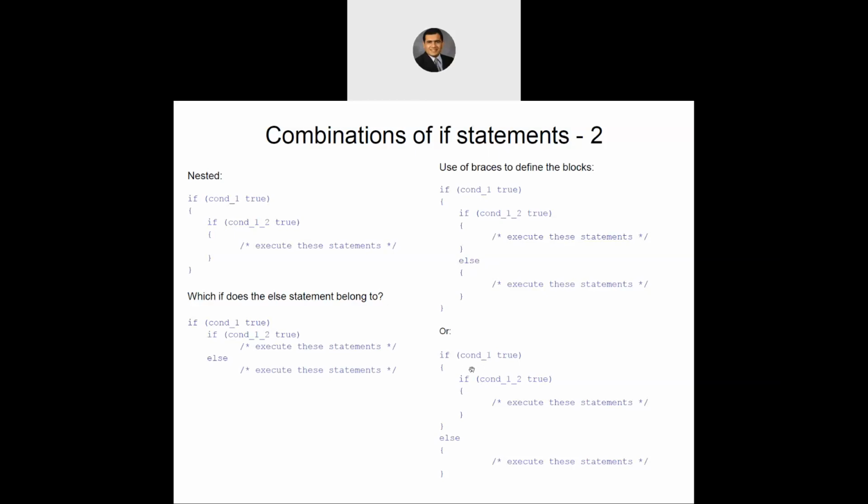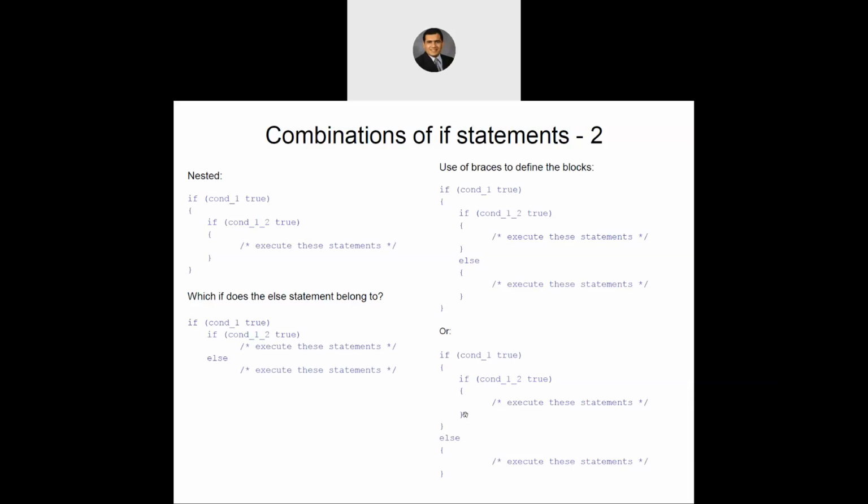Look at the last example. If this condition is true, it will go and execute this line of condition. If this is true, it will execute this. On the other hand, if this condition is false, then only it will go to this else. So this else belongs to this if, not this if. How does the compiler recognize this? Because of the curly braces. Okay.